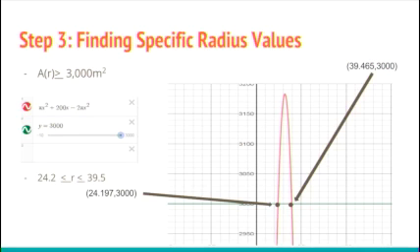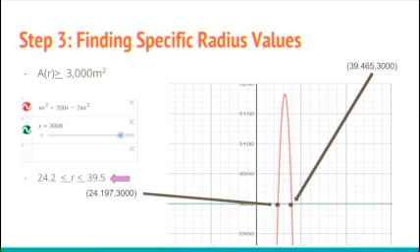Question number 2 asked what the specific radius values are when the function A in terms of r is greater than or equal to 3,000 meters squared. To calculate these values, we type the A in terms of r equation into a graphing calculator as y1 and set y2 equal to 3,000 so we could see where the graphs intersect. The two radius values that allowed the A in terms of r function to be greater than or equal to 3,000 meters squared were 24.2 and 39.5.